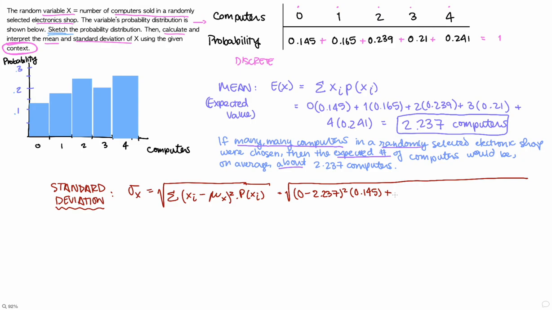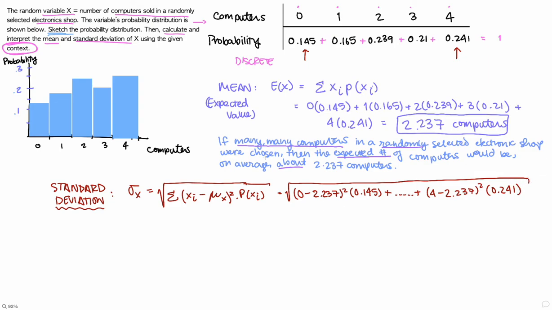And maybe we can put a plus sign. We can put some ellipses for all these middle ones. And then we're showing the 0, the first, and the last. So that's just going to be 4. We take on a value of 4. 4 minus 2.237. We square this deviation. We multiply by the probability 0.241. All right, and this would be sufficient work.